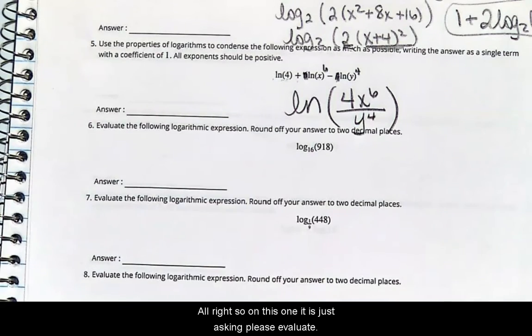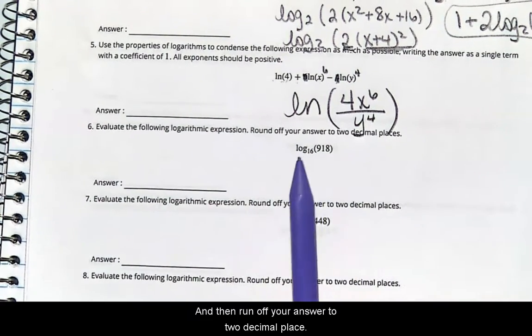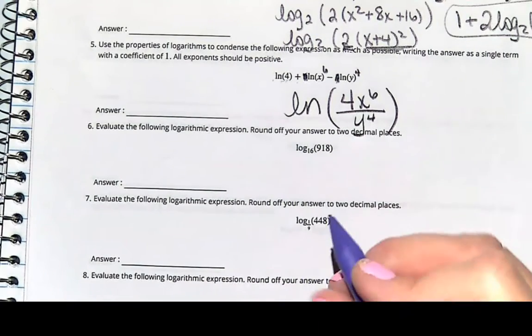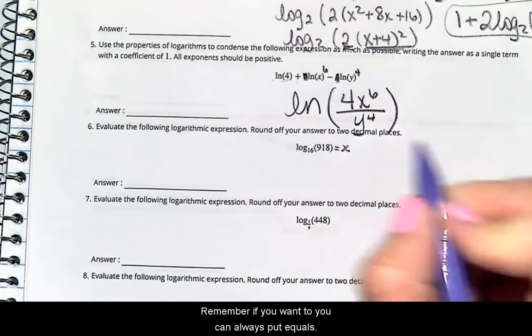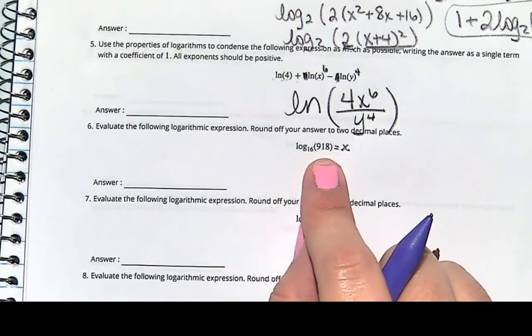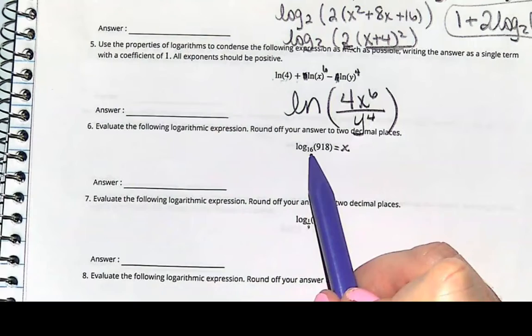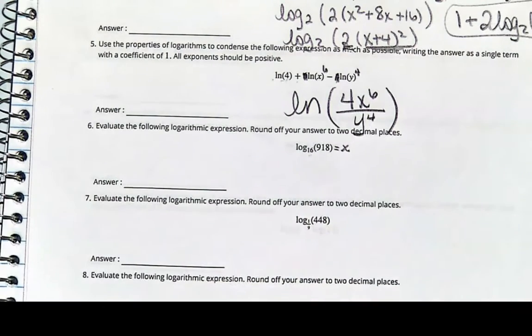All right, so on this one, it's just asking, please evaluate, and then round off your answer to 2 decimal places. Well, remember, if you want to, you can always put equals x. Do you see any variables over here? No. What this is asking is, what power do I raise 16 to get an answer of 918?